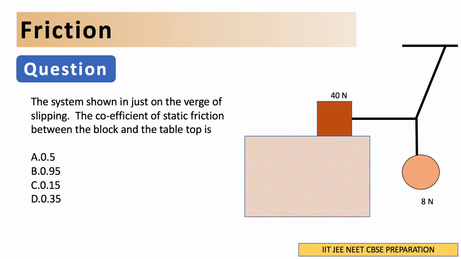Everything is at equilibrium. So first of all, in order to find the coefficient of static friction, you need to draw the FBD. Let's mark all the forces on all the blocks that are there. I'll mark this block as A, this block as B. So let's write down for A.